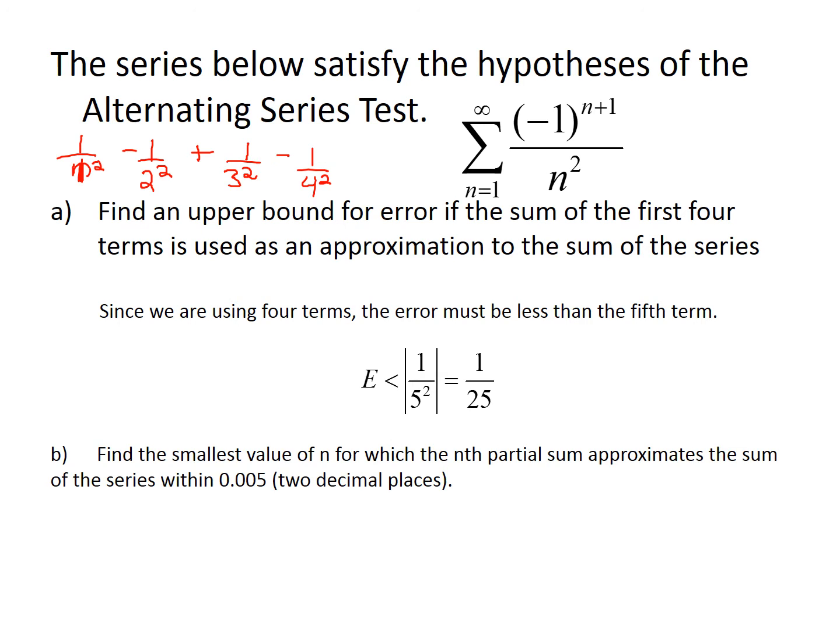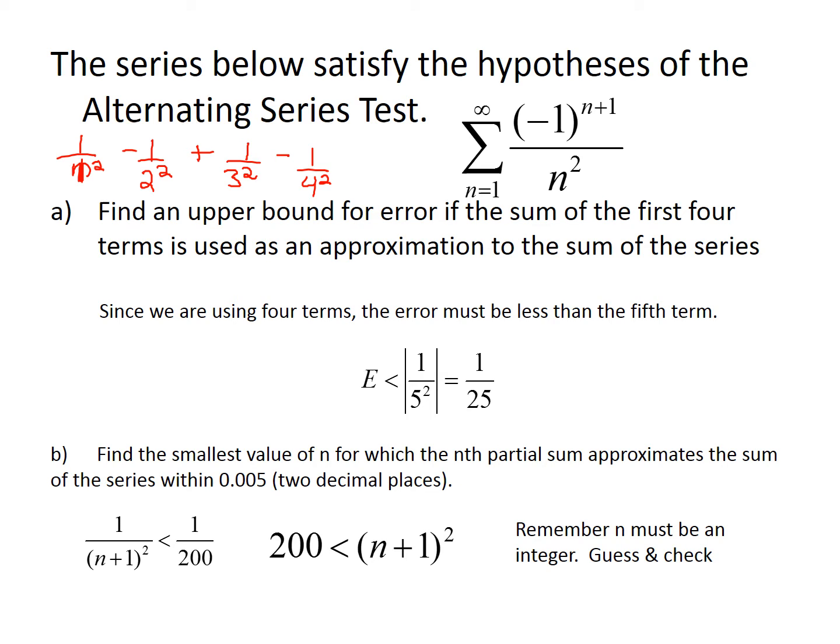So now I want to do the same thing I did before. I'm trying to determine how many terms I need for 2 decimal place accuracy. So once again, I'm going to do 1 over n plus 1 squared, because n plus 1 represents my next term. Cross multiply. n must be an integer, so I guess and check, and I get n is 14.